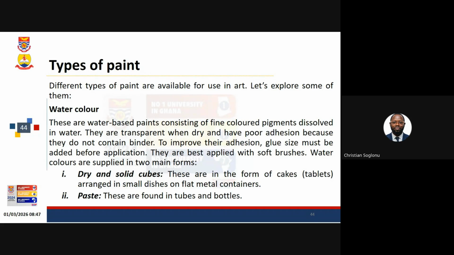Hello, colleagues. Have you seen paint in that cubic form before? No. Oh, really? Let me see whether I can download the picture and show it to you.